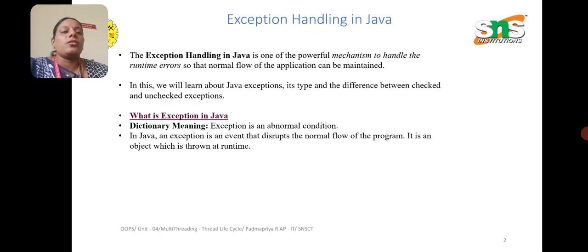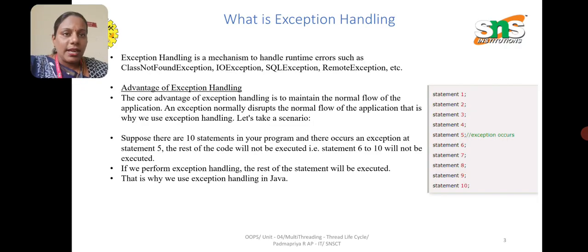What is an exception in Java? Dictionary meaning: exception is an abnormal condition. In Java, an exception is an event that disrupts the normal flow of the program. It is an object which is thrown at runtime. Exception handling is a mechanism to handle runtime errors such as ClassNotFoundException, IOException, SQLException, RemoteException, etc.